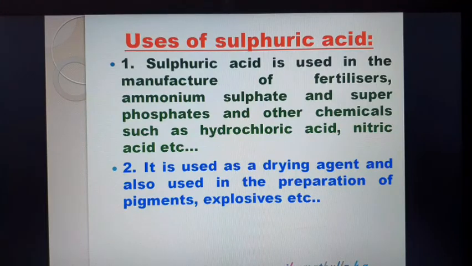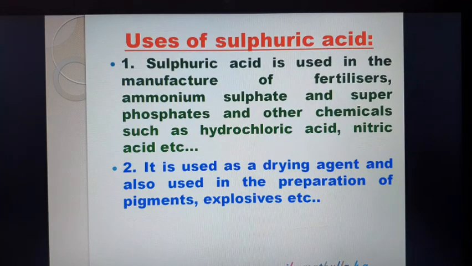And sulfuric acid is used as a drying agent. A drying agent is also known as a dehydrating agent. A drying agent is used to remove water molecules, to remove moisture. And it is also used in the preparation of pigments. Pigments are color producing substances.